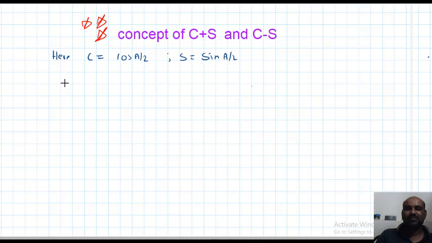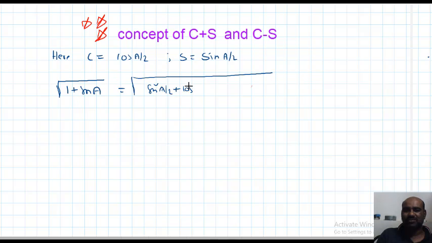So I want to first of all establish some results. Here observe: root over 1 + sin A is given. What does it represent? Root over, instead of 1 I can write sin²(A/2) + cos²(A/2). Instead of sin A I can write 2 sin(A/2) cos(A/2). So what is the meaning of this? Root over a² + b² + 2ab, but traditionally we need to write cos first. So (cos(A/2) + sin(A/2))², that one.